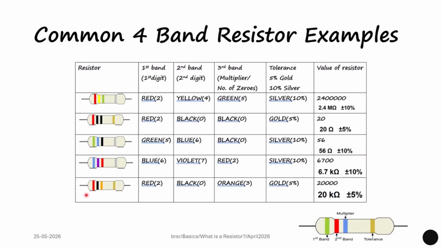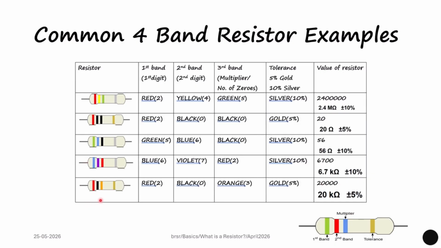The next example is blue, violet and red. Blue means 6, violet is 7, red is 2. Again we have a silver band which is 10% tolerance. So 6, 7 followed by 2 zeros. The value is 6.7 kilo ohms plus or minus 10%.